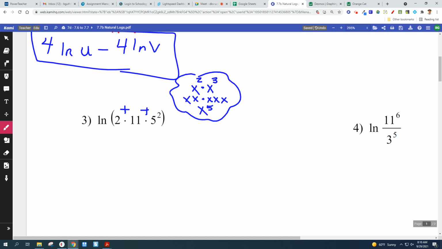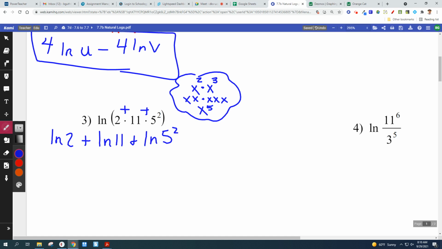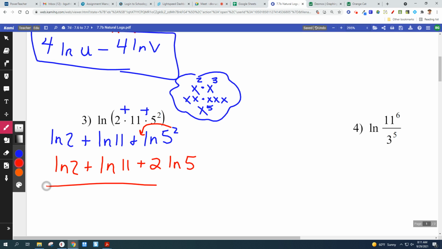So when we expand this, I'm going to see natural log of 2 plus natural log of 11 plus natural log of 5 squared. Only other thing we would need to do, and if you're able to skip this step and bring this 2 in front in one step, I'm fine with that. All right. But that exponent 2 needs to go in the front there. So natural log of 2 plus natural log of 11 plus 2 times natural log of 5. That's expanded.